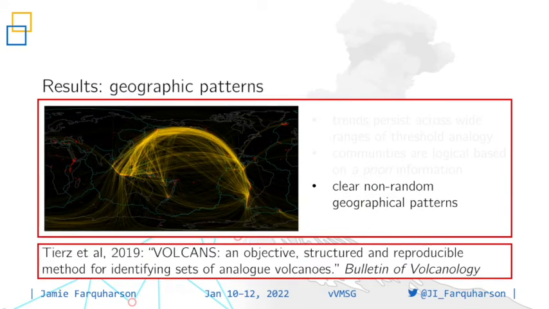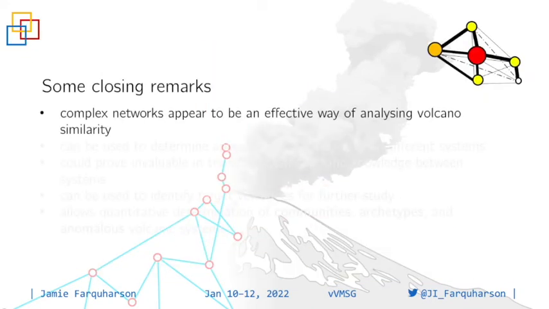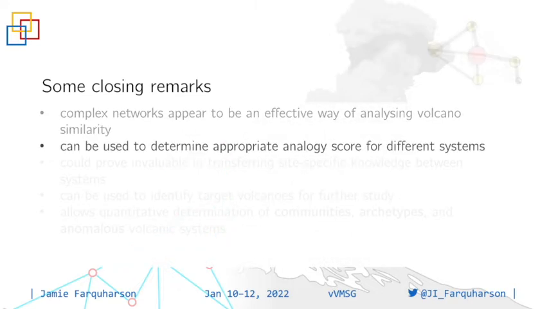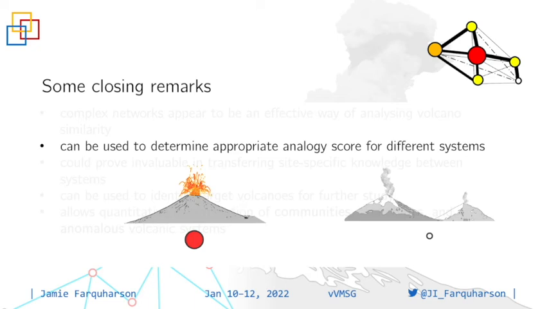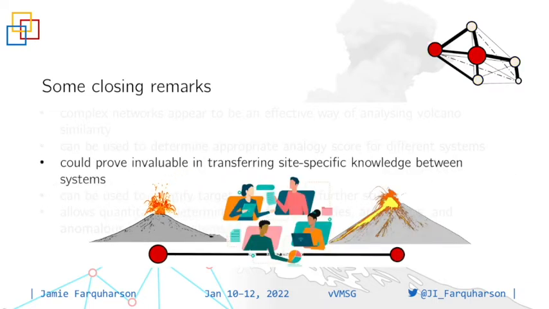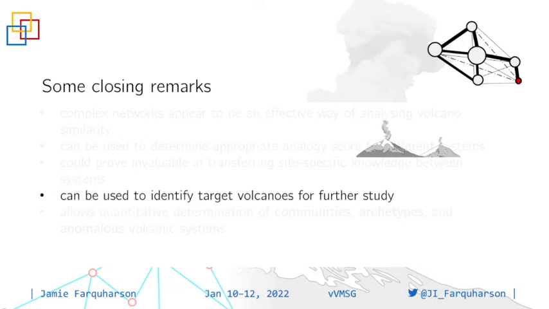So on to some closing remarks. First, complex networks appear to be an effective way of analyzing volcano similarity. It can be used to determine appropriate levels of similarity for different systems. For example, a volcano that has a high degree centrality might require a higher threshold in order to determine the best analog, whereas one might have to be somewhat less stringent for a volcano which has few suitable analogues. This contextualization could prove invaluable in transferring site-specific knowledge between volcanic systems. It can be used to identify volcanoes for targeted future study.